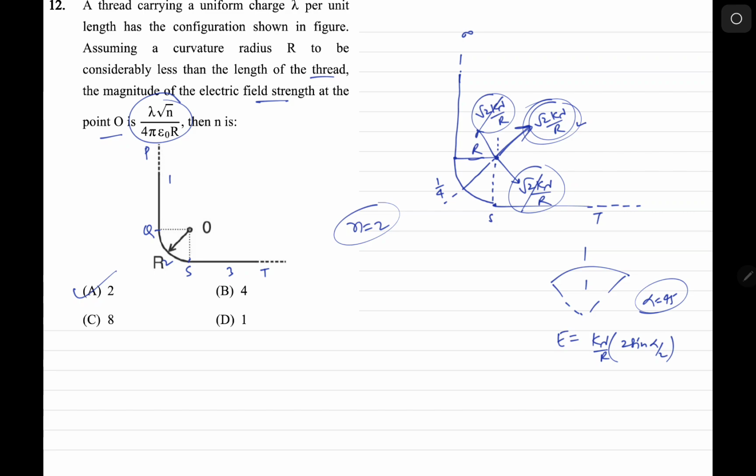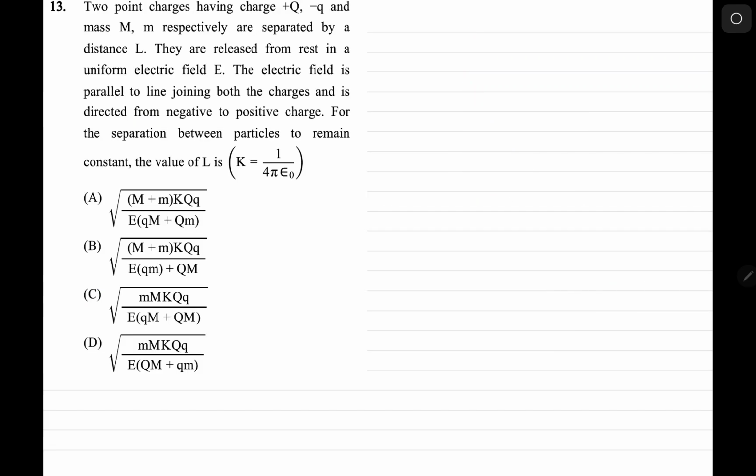Next question. Question number 13: 2-point charges having charges plus Q and minus Q, with masses capital M and small m, separated by distance capital L, are released from rest in a uniform electric field. The electric field is parallel to the line joining both the charges, directed from negative to positive. So this is the electric field. For the separation between particles to remain constant, the value.